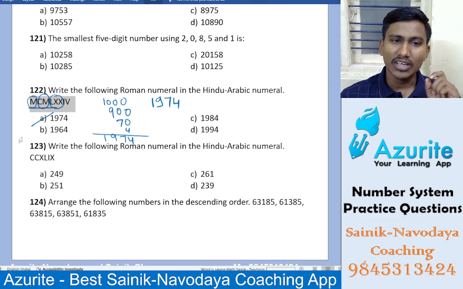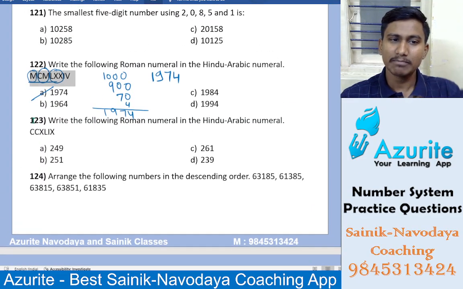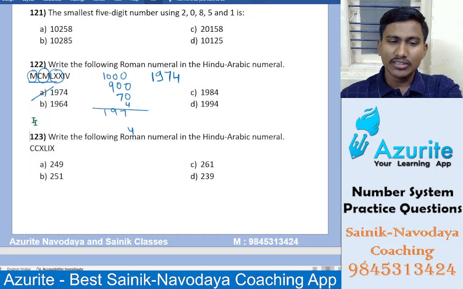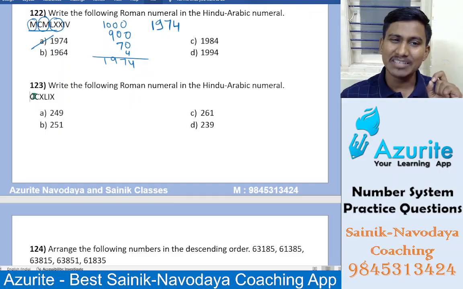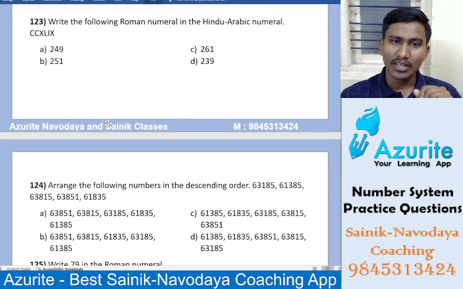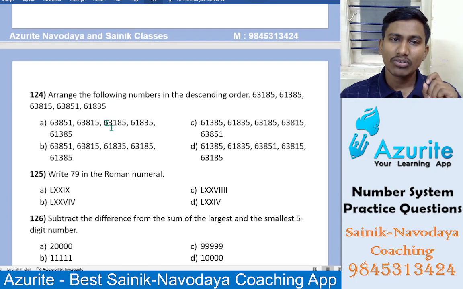Okay, let's do the next, 123 here. What is the question? Write the following Roman numeral in Hindu Arabic. So you will do it as homework. This is very easy. CC means 200. XL is 40. IX is 9. So 249. Option A will be the answer. Do it as homework.